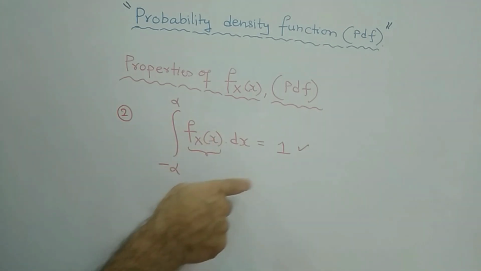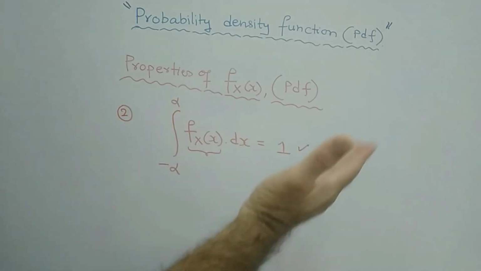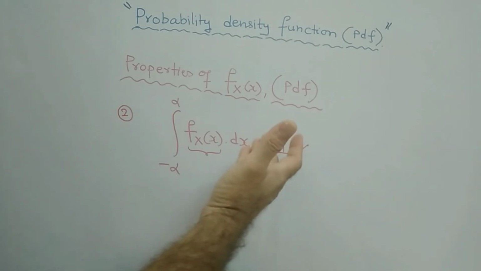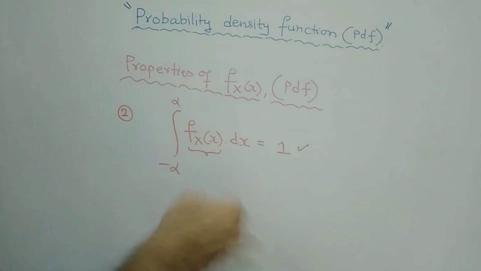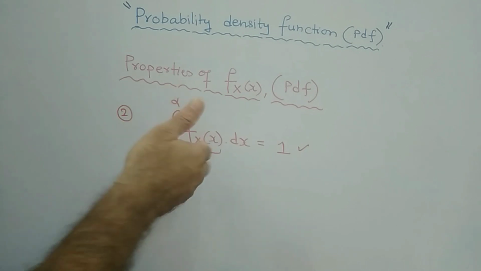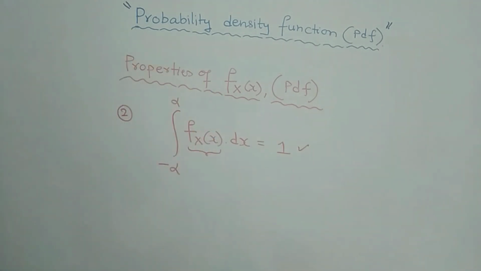If you get the answer 1, definitely you can say the given density function is a valid density function. Or if you do not get the answer 1, then definitely it is not a valid density function. Right? So in order to check that, we will use this property. Very, very important property this is. This is the second property actually.